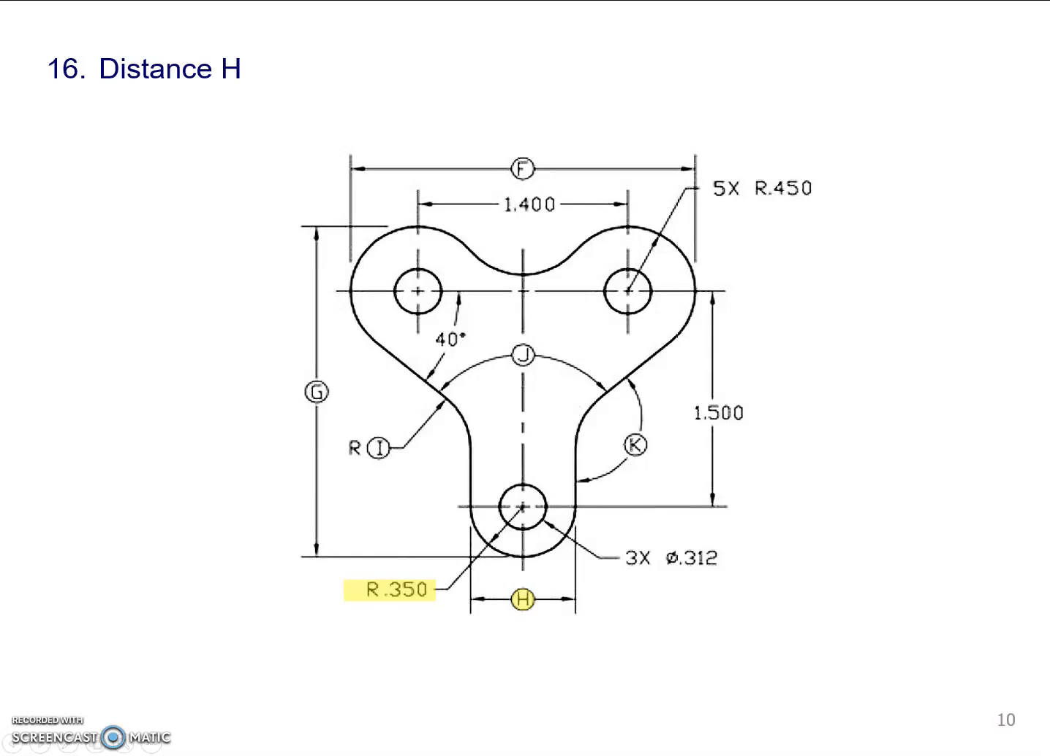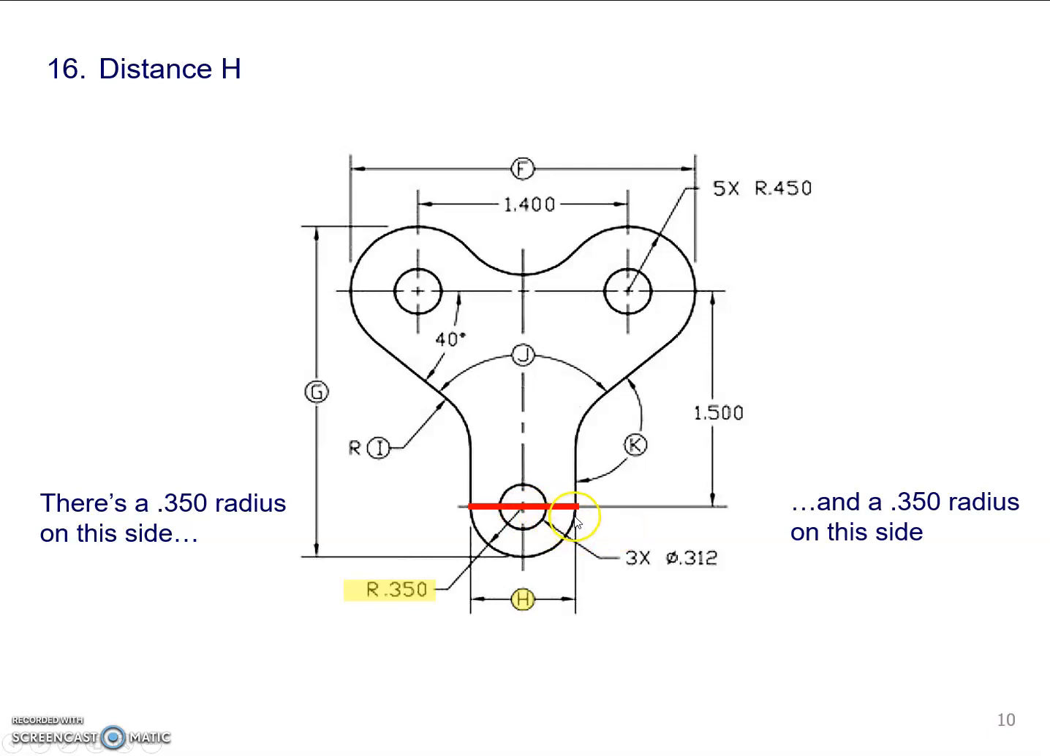Now let's think about H. Hopefully you'll breeze right through this one. This is just what is the difference between a radius and a diameter, essentially. So there's 350 radius on one side, 350 radius on the other side. In other words, by the way, if you did a diameter, this would be a 700 thousandths diameter. But we're just adding up 350 and 350, and that gives us the overall width of that nose.